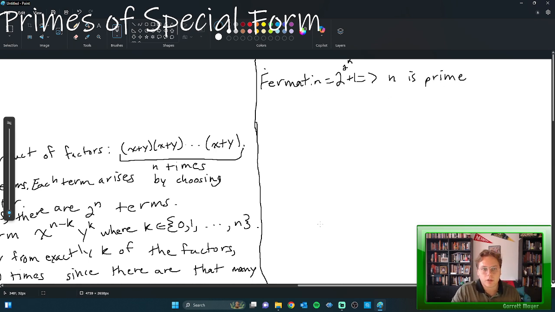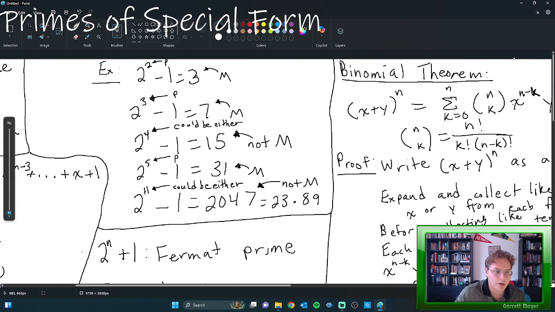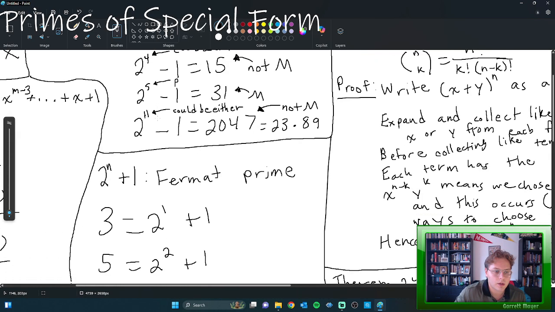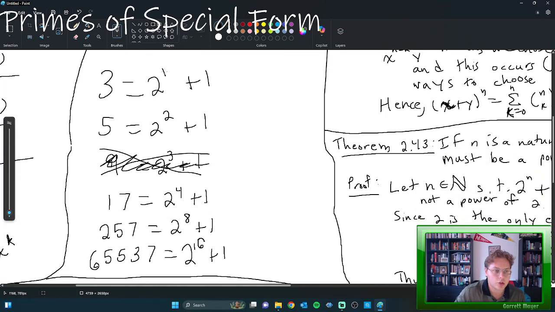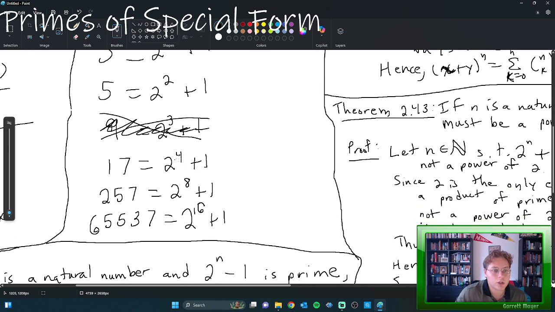This is not true. Ultimately, Euler refuted this. So remember before, we have this really good pattern going so far. 2 to the 0 plus 1 is 3. That's prime. 2 to the 1 plus 1 is 5. Prime. 2 to the 2 plus 1 is 17. We have another prime.